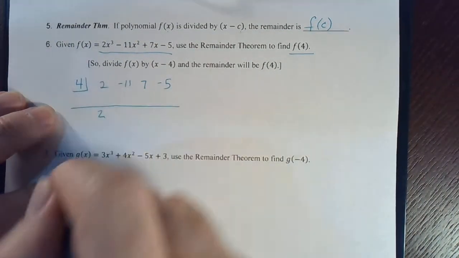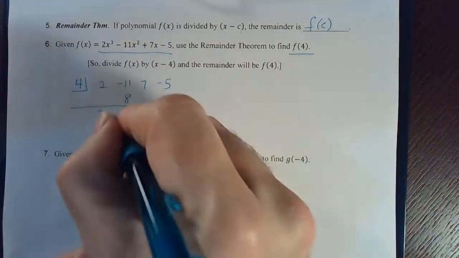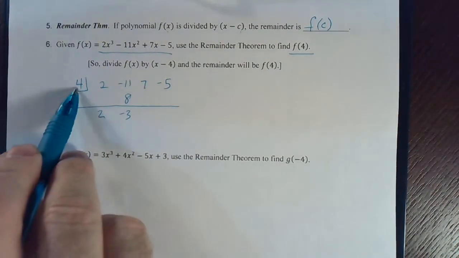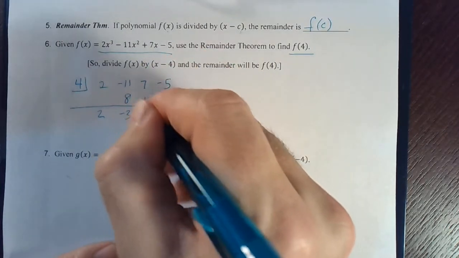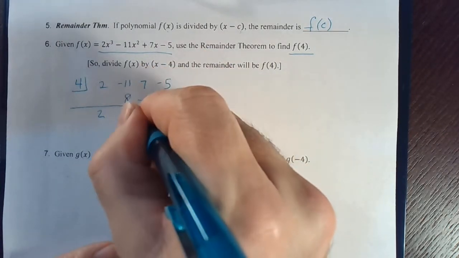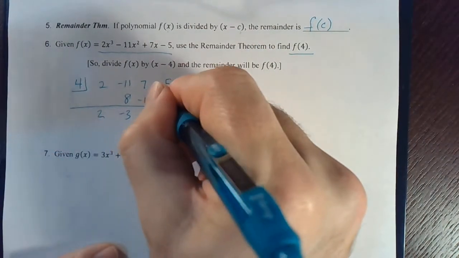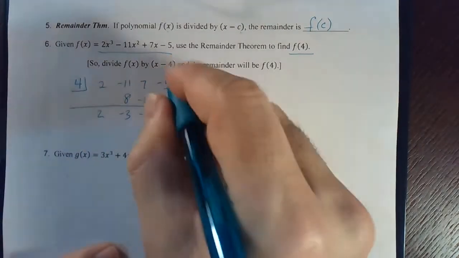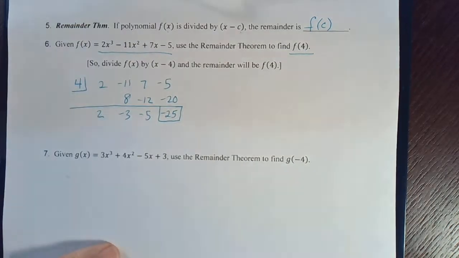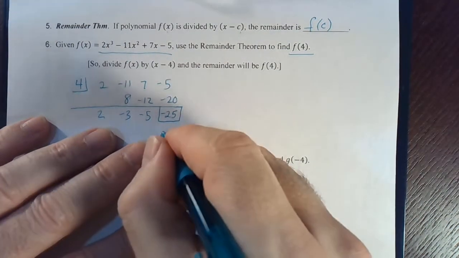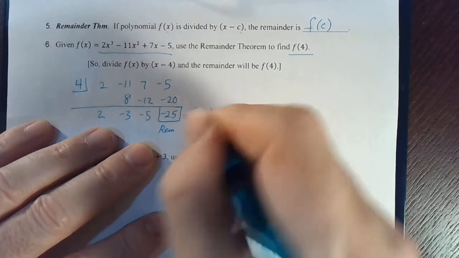So we bring down the 2, and 4 times 2 is 8. Add the column and we get a negative 3. 4 times negative 3 is negative 12, and we add the columns, and so negative 12 plus 7 would be a negative 5. And then 4 times negative 5 is negative 20. And add this together and we get negative 25. So this is the remainder, which is equal to f of 4.